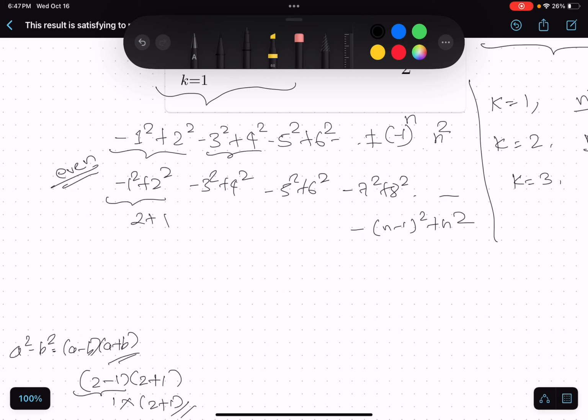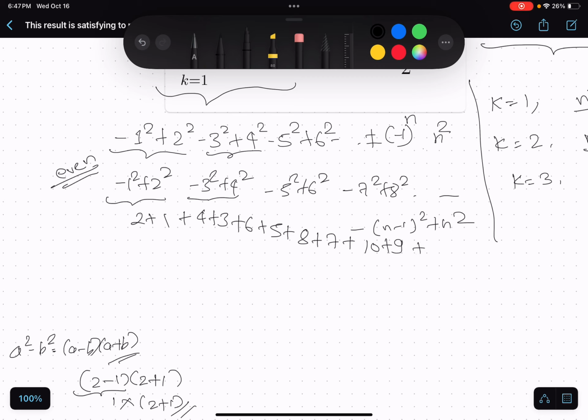Just like that, this sum over here is (4 minus 3)(4 plus 3), so this will just be 4 plus 3. The next will just be 6 plus 5, and then 8 plus 7, and then 10 plus 9. This goes on.